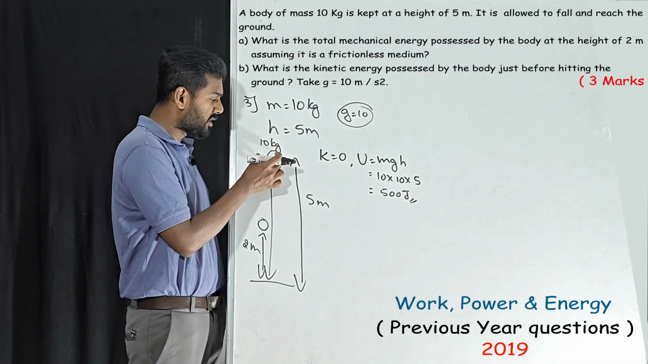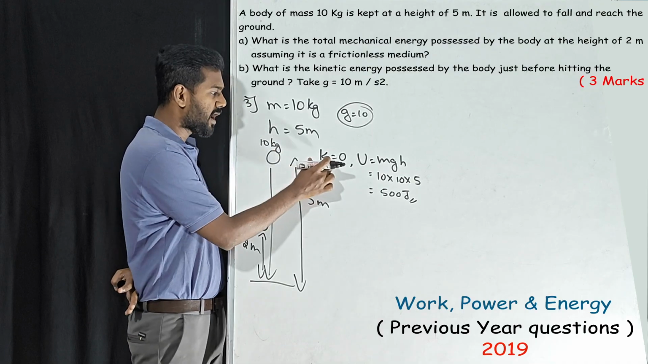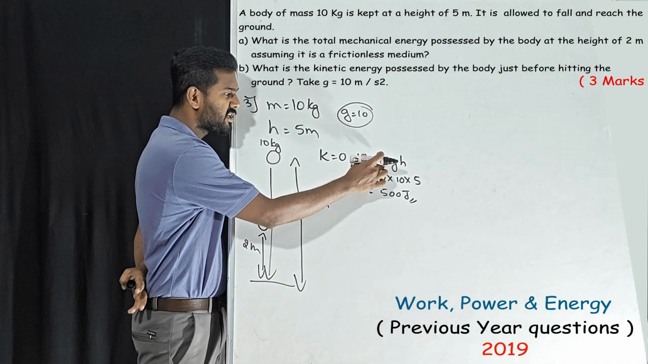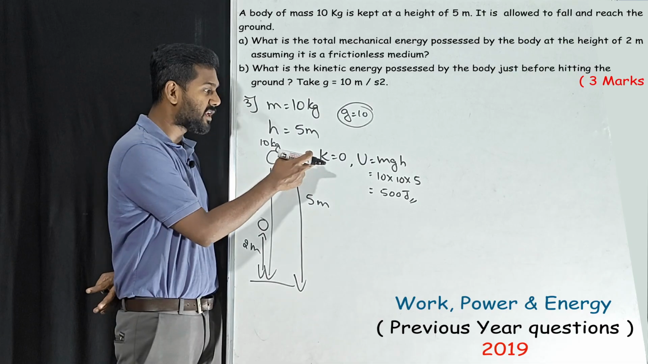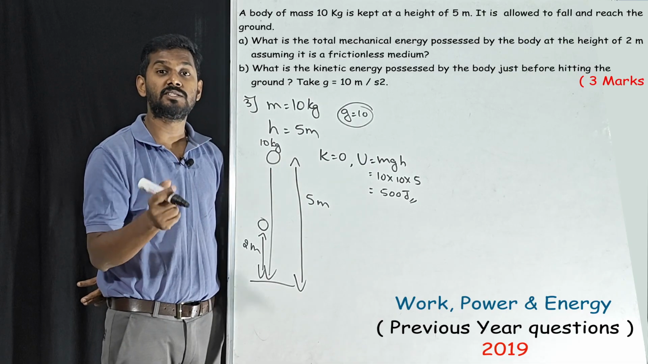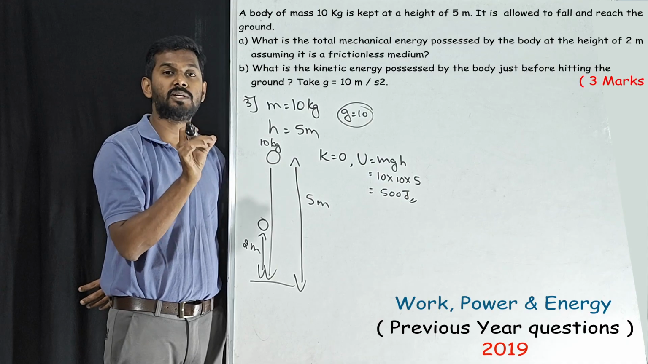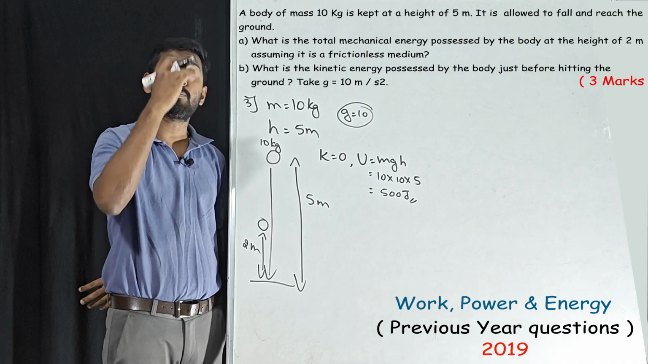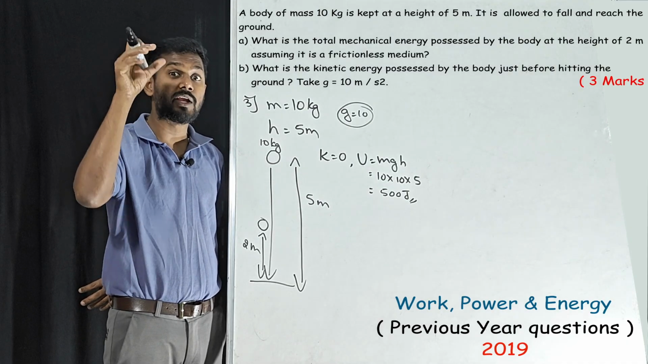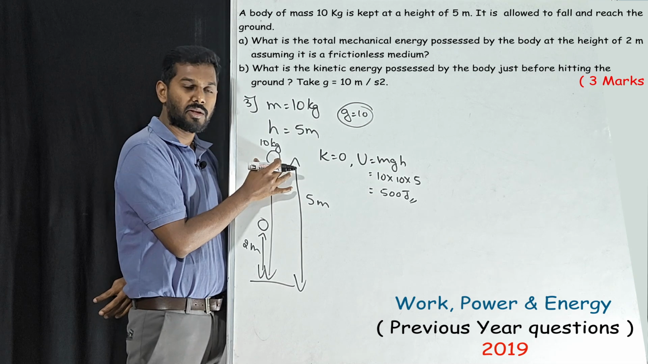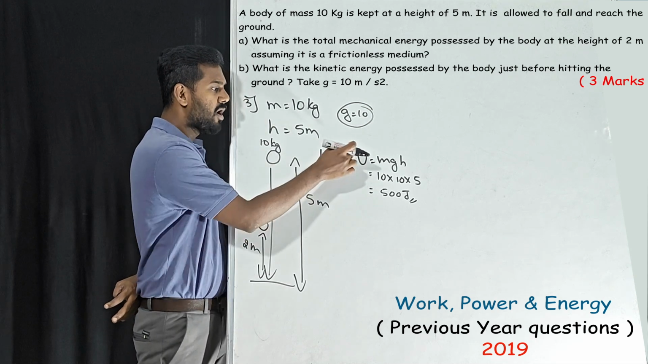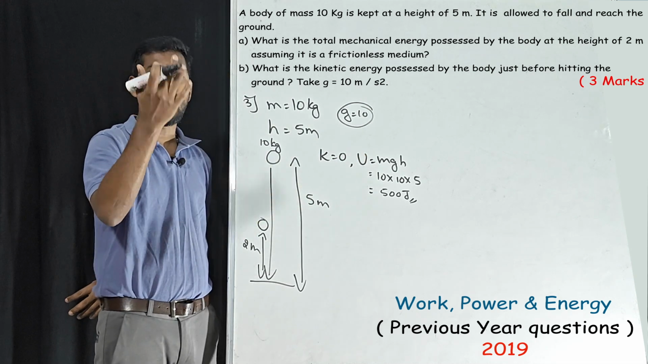So first thing, when the ball is here, kinetic energy will be zero. Potential energy is maximum. Why is kinetic energy zero? For kinetic energy, the object has to move. In the question, it is clearly mentioned that the object of mass 10 kg is kept at a height. It is not moving. It is kept. So before falling, the kinetic energy will be zero. Potential energy will be maximum.